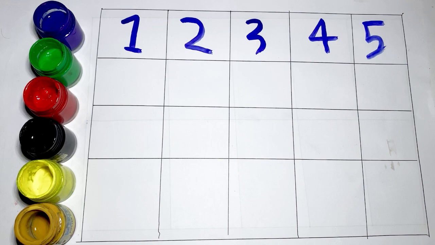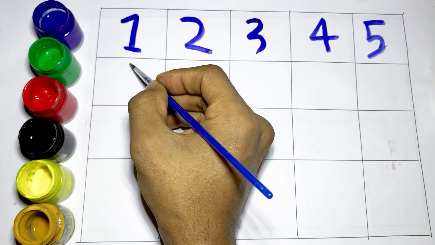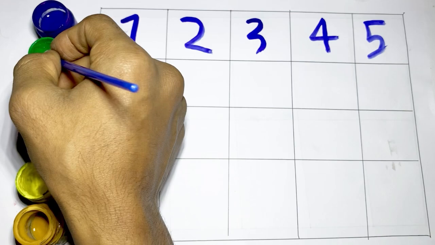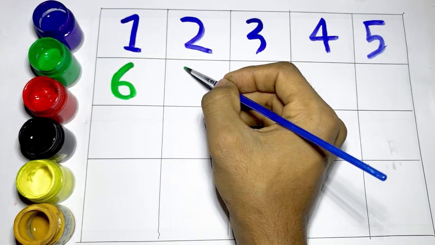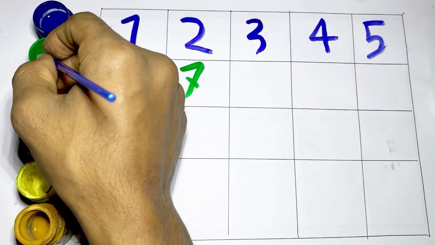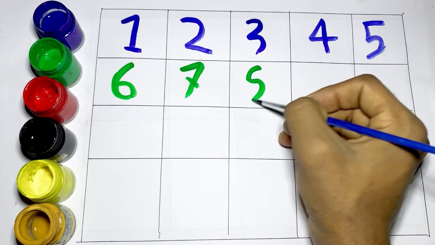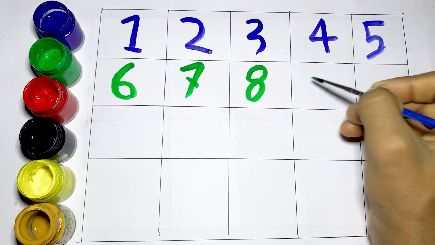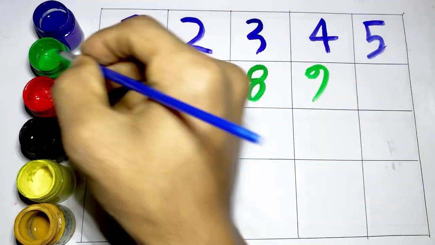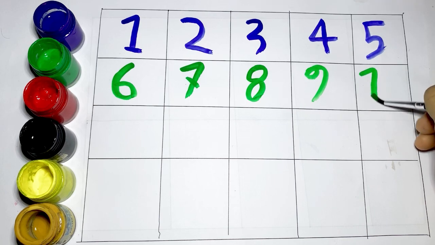Kids now draw 6. The numbers of 6. And use green color. S-I-X, 6. Kids now draw 7. The numbers of 7. S-E-V-E-N, 7. Kids now draw 8. E-I-G-H-T, 8. 9. N-I-N-E, 9. Kids now draw 10. T-E-N, 10.